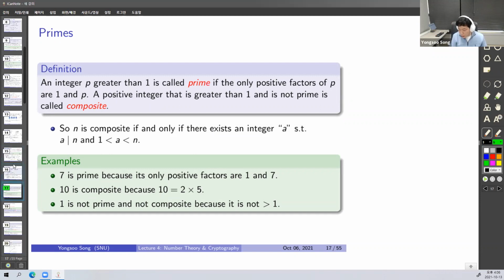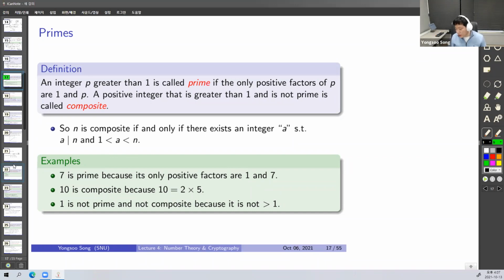Okay, then let's go to the next section. In this section, we'll study primes and greatest common divisors and some other algorithms like the Euclidean algorithm. And then in the final subsection, we'll go to cryptography.